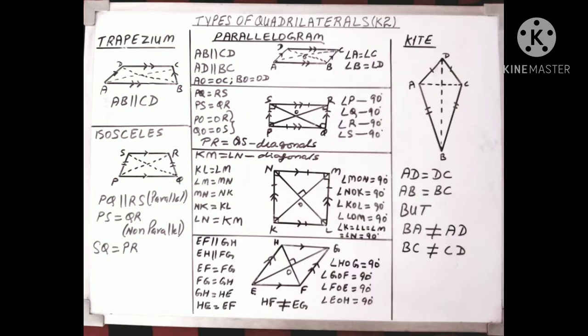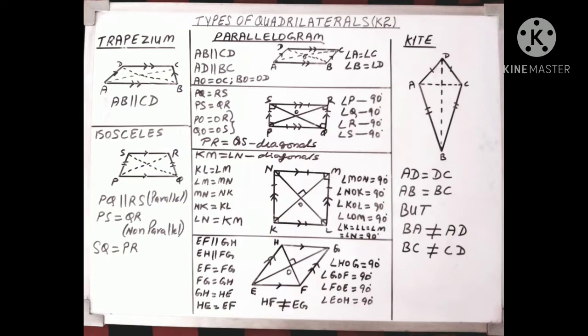So how do we define a kite actually? A quadrilateral in which we have two pairs of equal adjacent sides but unequal opposite sides, right? So this will be known as a kite. Rest of the conditions you will get automatically. I hope it is very clear now.